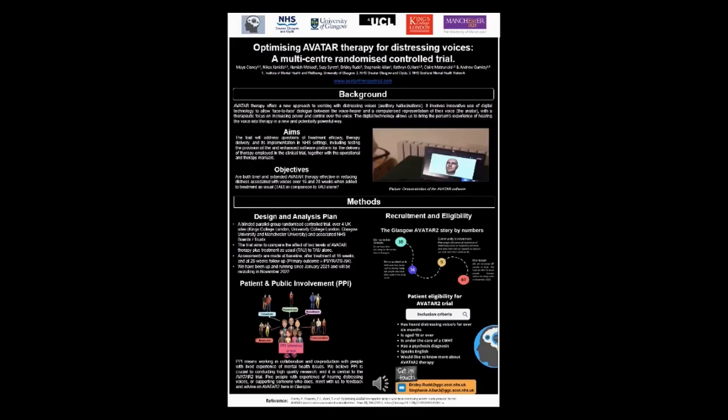Avatar 2 is addressing questions of treatment efficacy, therapy delivery, and its implementation in NHS settings, including testing the provision of an enhanced software platform for the therapy delivery. The main research question is, are both brief and extended avatar therapy effective in reducing distress associated with voices over 16 and 28 weeks when added to treatment as usual in comparison to treatment as usual alone?